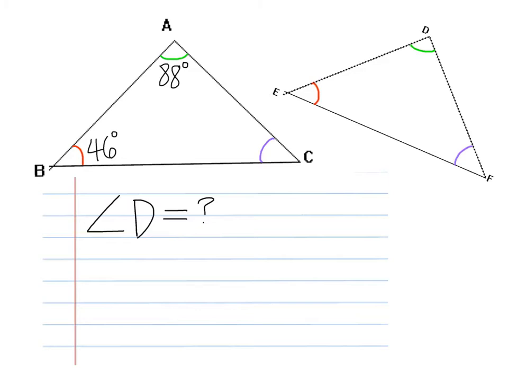Alright, for example 2, can anybody tell me what the measure of angle D is going to be? If these are similar triangles, that means the angles with the color that I put in are equal. If they're congruent, that means they have the same measure. Good. Since I put the coloring in so you can see which angles are the equal ones, if these angles are congruent, then they're going to have the same measure. So angle A is 88 degrees, which means that angle D is also going to be 88 degrees.